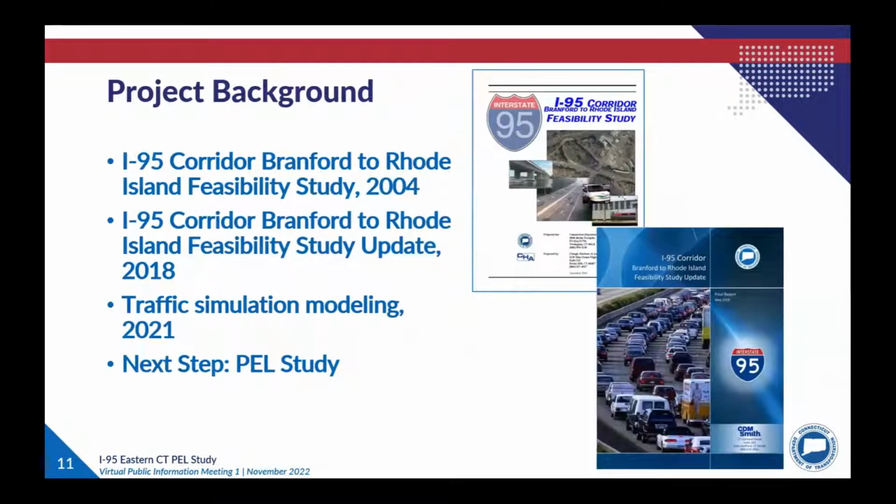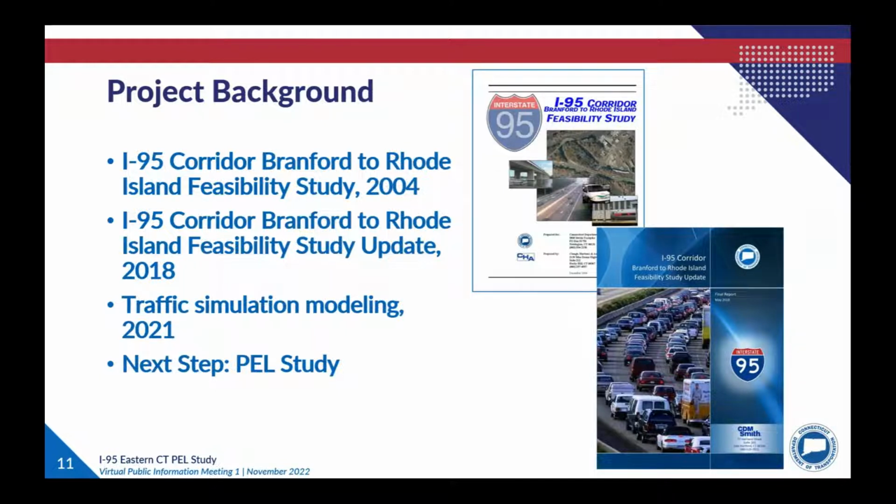Let's start with a little background on the I-95 Eastern Corridor PEL study. The I-95 corridor was previously studied in 2004 and later updated in 2018. Both studies identified the need for additional capacity on I-95 to address increasing congestion. And both studies also recommended improvements, including widening in some areas and safety and design improvements at interchanges, including at the on and off ramps.